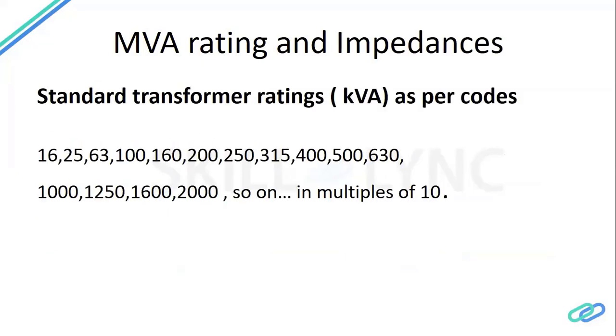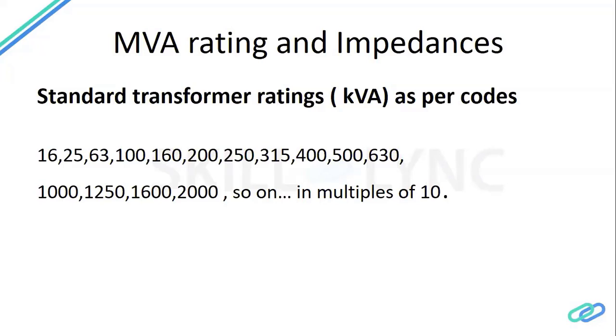Now you have to check what transformer ratings are available in the market. These ratings are all standardized all over the world, and you will get transformer ratings only within these limits. You can see the ratings start from 16 kVA, then 25, 63, 200, 500, 1250, 1600 and 2000. And after that, you can get transformer ratings in multiples of 10.